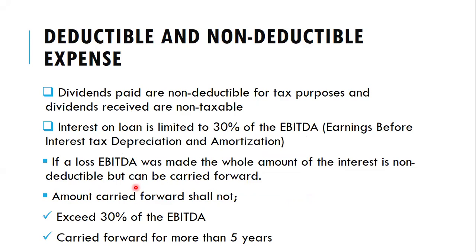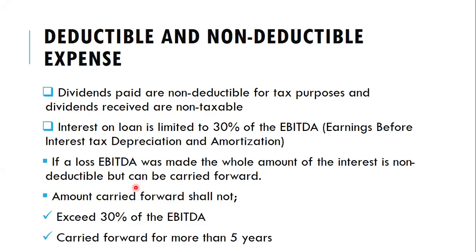So whenever a company issues dividends, these are non-deductible, so they're supposed to be added back to the net profit. Then if they receive dividends, dividends are non-taxable, which means they're supposed to be deducted from the tax adjusted profit.